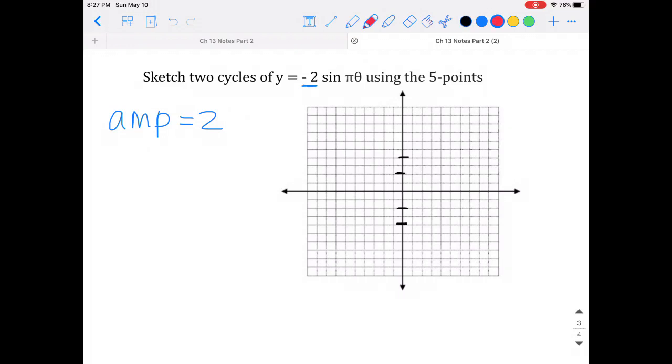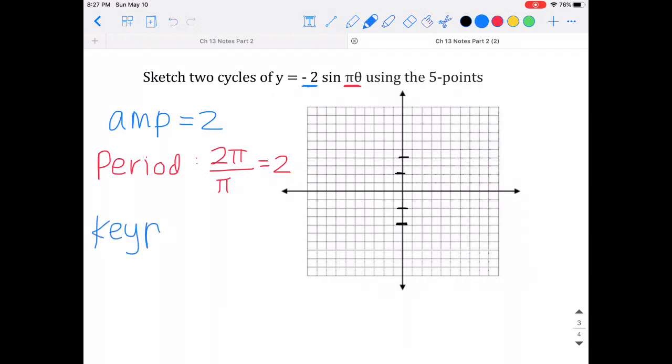Next, we have to figure out the period. Period is going to be 2 pi over b. In this case, remember, b is the value in front of theta. Our b value is pi, so we're doing 2 pi over pi, which just leaves us with 2. The key points, next step, to figure out our key points is divide the period by 4. So we're doing 2 over 4, which simplifies to 1/2. So on our theta axis, we're moving in intervals of 1/2.